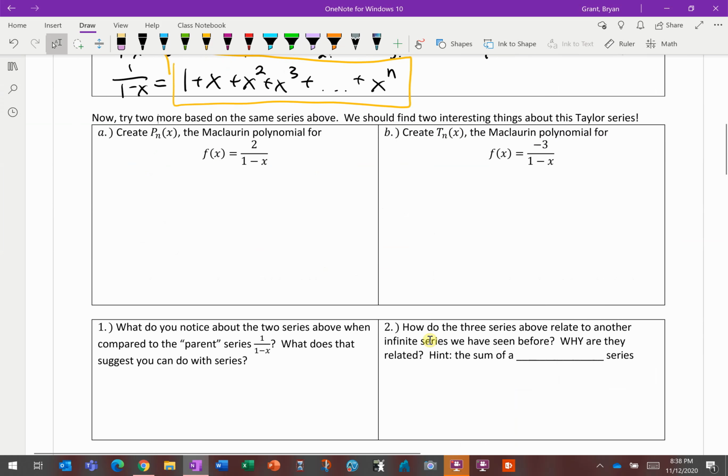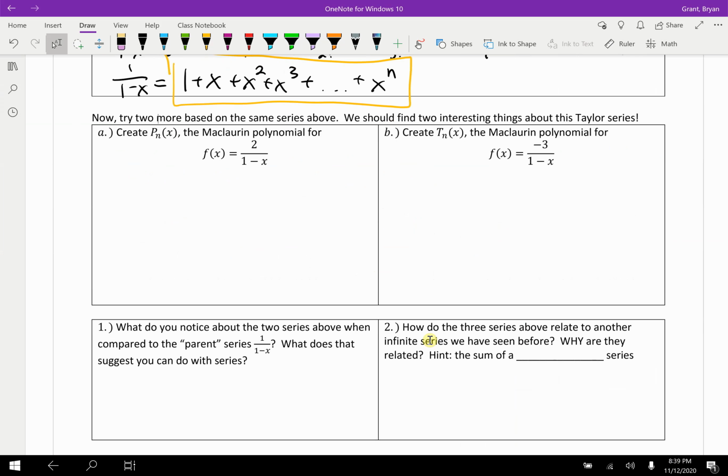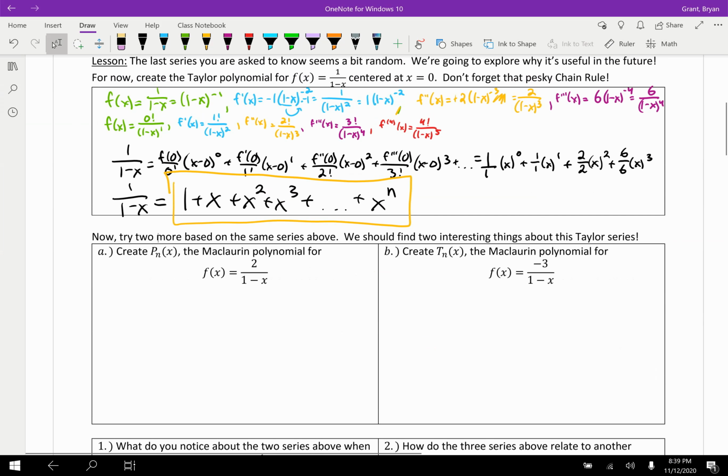All right, now you're going to try two more based on the same series above. We should actually find two interesting things about this Taylor series. And I think you should be able to go through and do this no problem. If you want a hint though, my hint here is that you're just multiplying by 2. So all that's going to do is take every derivative and multiply it by 2. That 2 is a constant.